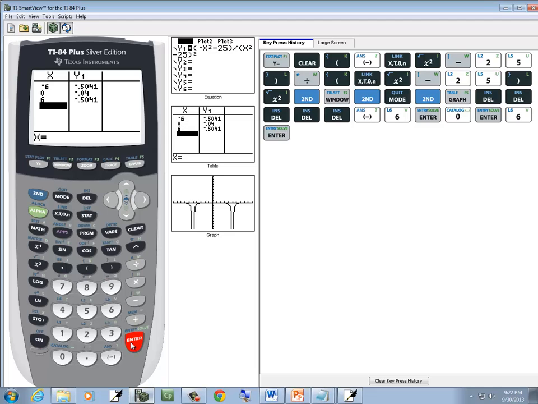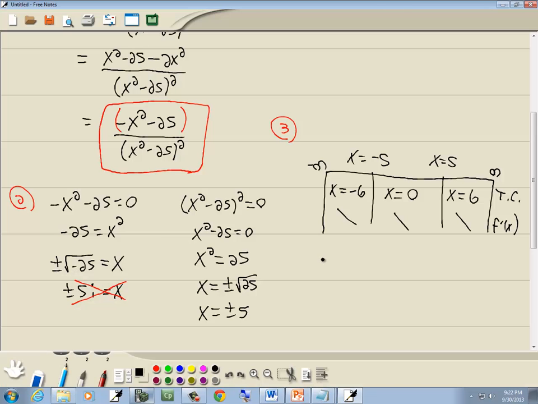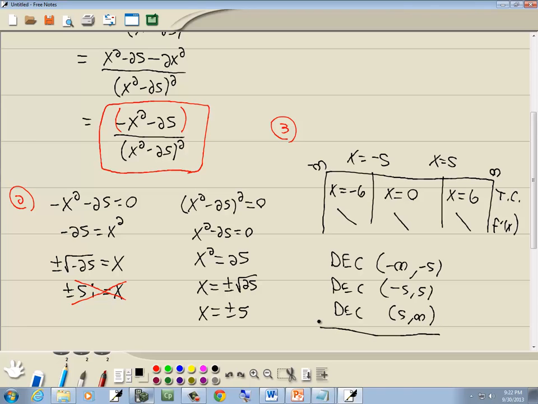You notice they all give me a negative value. Negative value means it's decreasing, which is what we just said, decreasing, decreasing, decreasing. So this is decreasing from negative infinity to negative 5. It's decreasing from negative 5 to 5. And then it's decreasing from 5 to positive infinity. And that would be your answer.